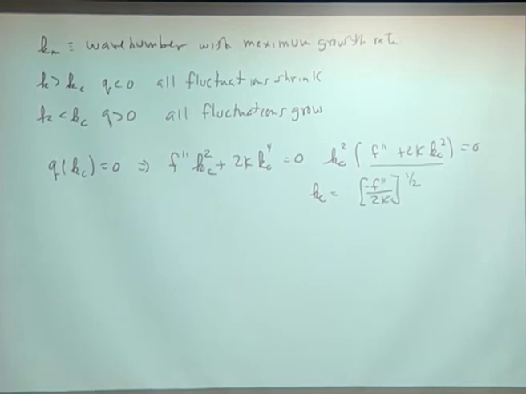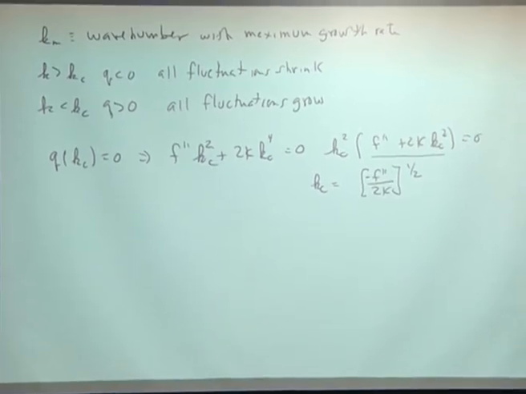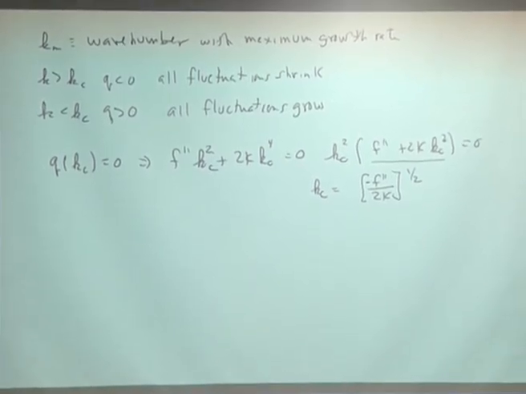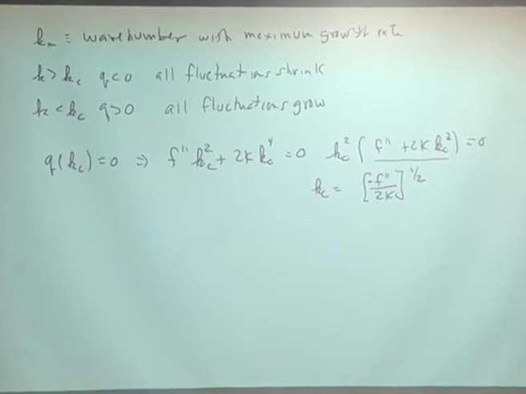The other interesting thing that this equation implies is that, oh geez, the minus sign should be on the inside. Sorry. In order to have a well-posed square root, F double prime has to be less than 0, right? So basically you have to be within a spinodal. F double prime is less than 0.